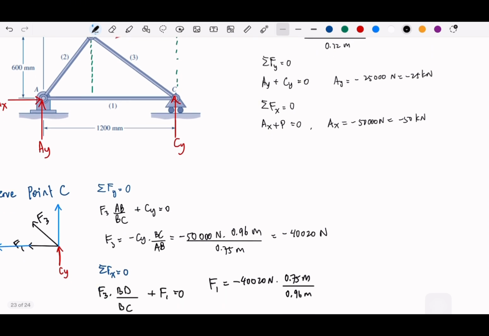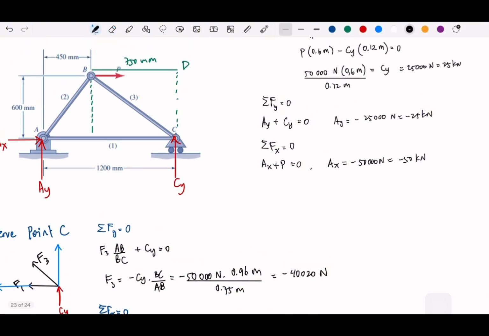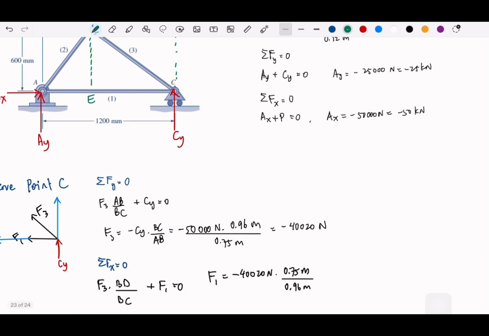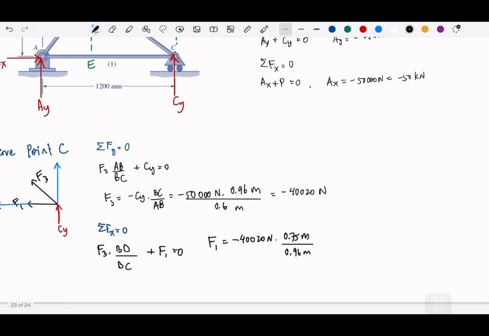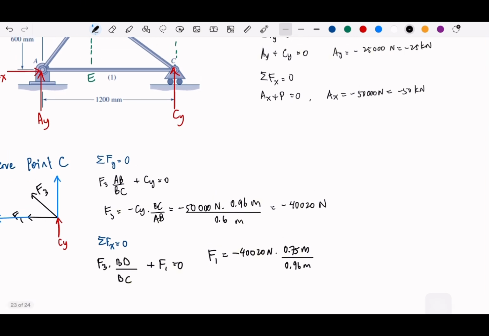Oh wait. This should be not 75. I've got it wrong here. So this should be 600, right? Yeah, now it's correct. Maybe check the number. Is this number correct?